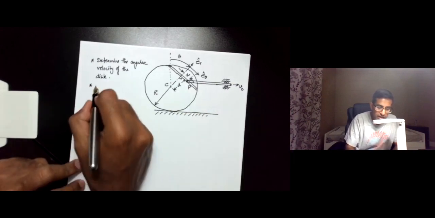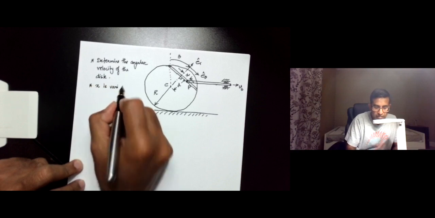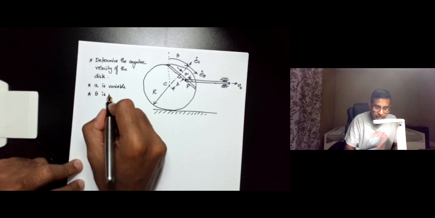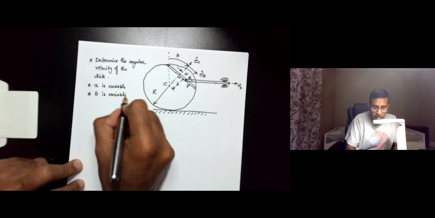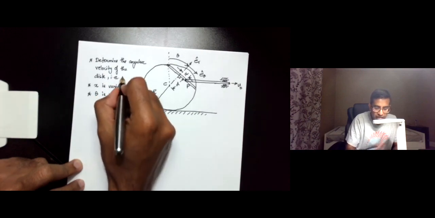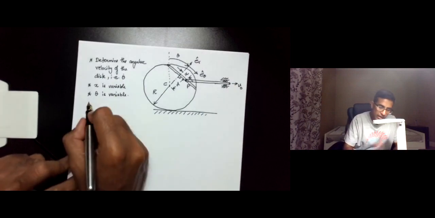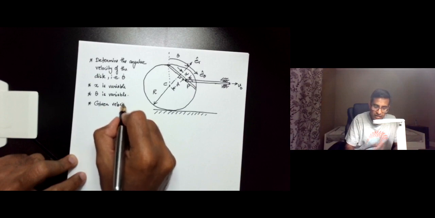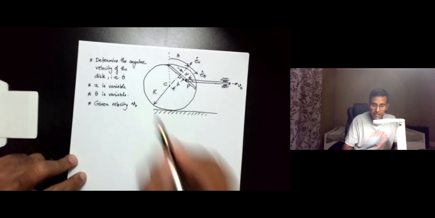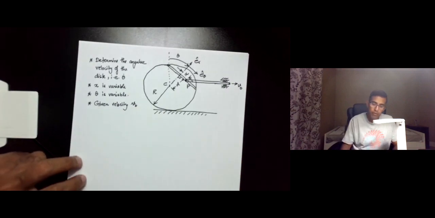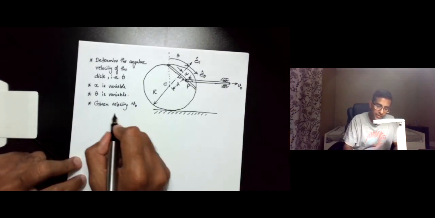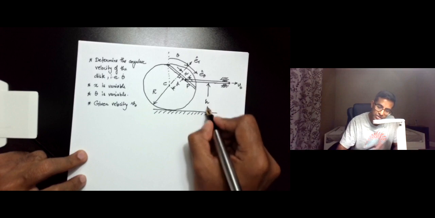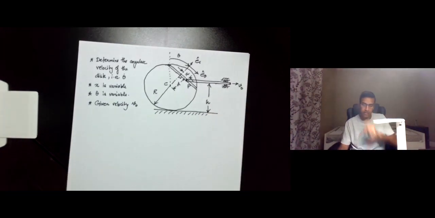Of course, x is variable and theta is variable. The goal here is to find theta dot, and it is given that the bar is moving with a constant velocity V0, and the bar is at a height h, small h, from the ground. All right.